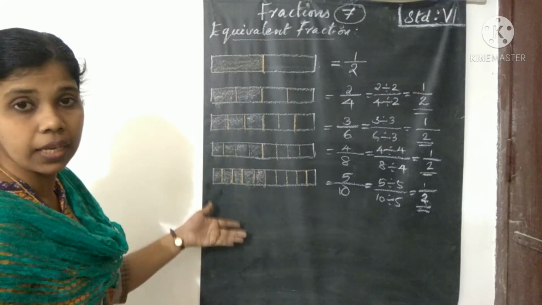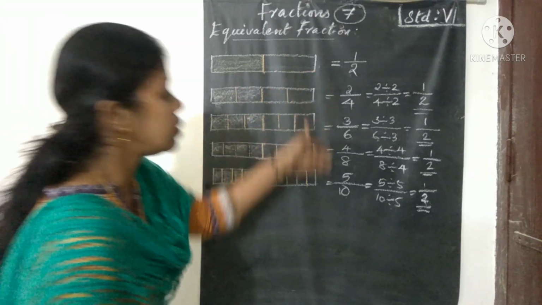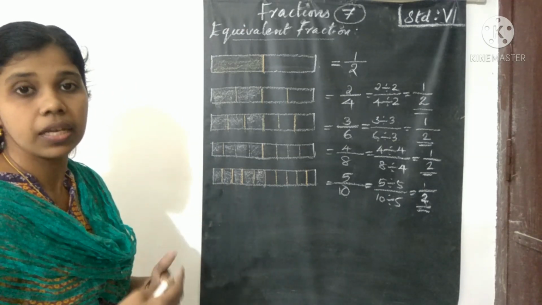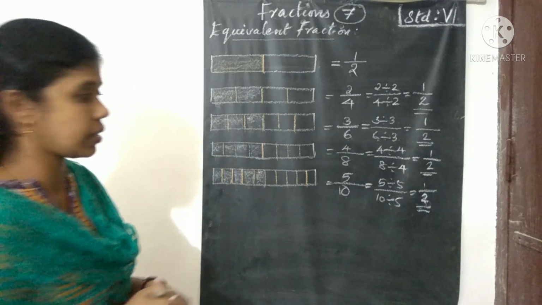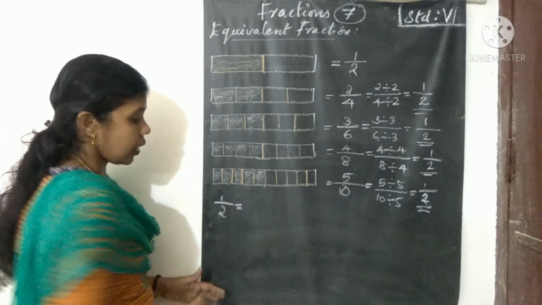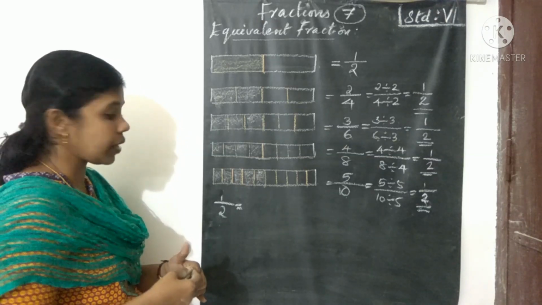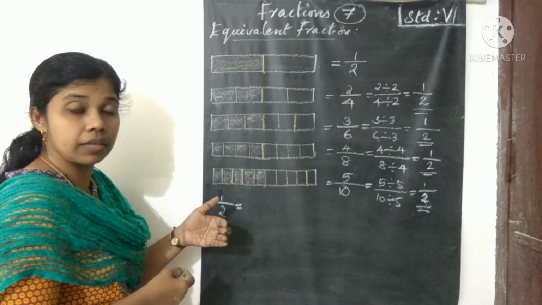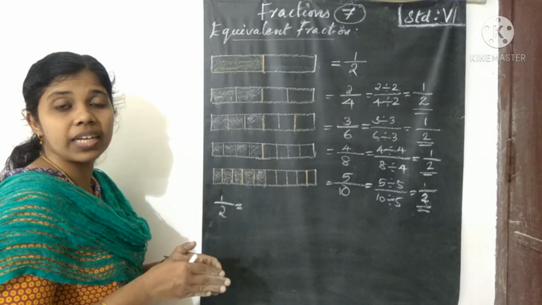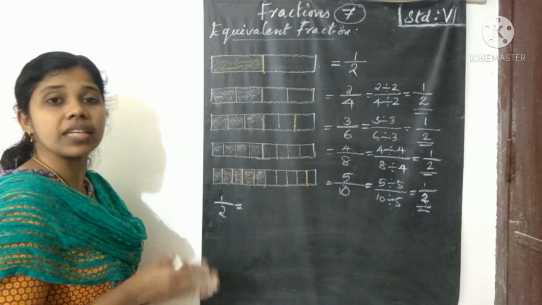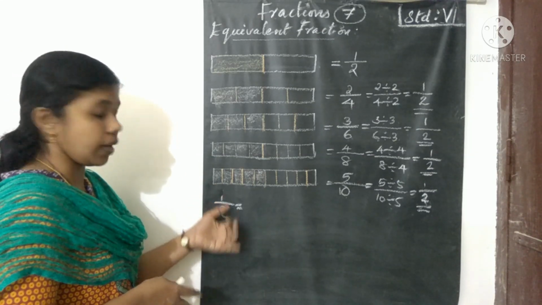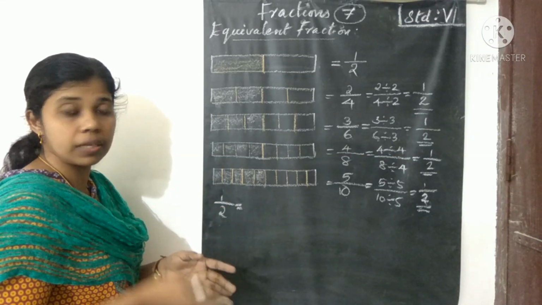So for half of the bars, all these are the equivalent fractions of 1 by 2. How can we simply find equivalent fractions of the given fraction? Take this same example, 1 by 2. Finding an equivalent fraction means its numerator and denominator are multiplied with the natural numbers. What are the natural numbers? Numbers 1, 2, 3, etc. are called natural numbers.